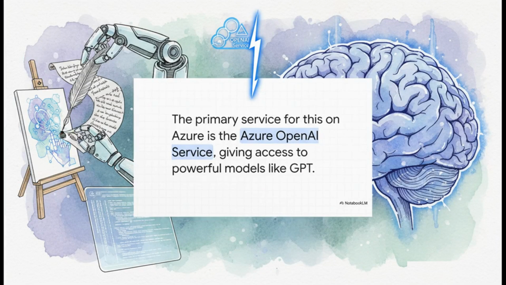Okay, here's the rule for the exam. It's simple. If you see the words generative AI in a question, you think Azure OpenAI Service, period. If a question mentions creating new emails, summarizing documents, or using models like GPT, the answer is Azure OpenAI Service. It's a direct link you just have to burn into your memory.